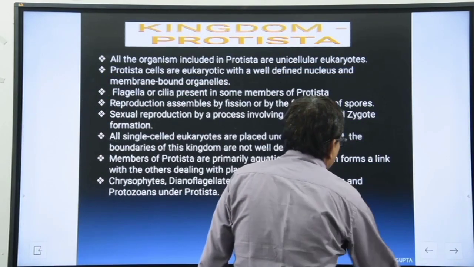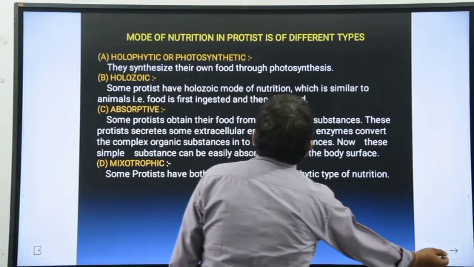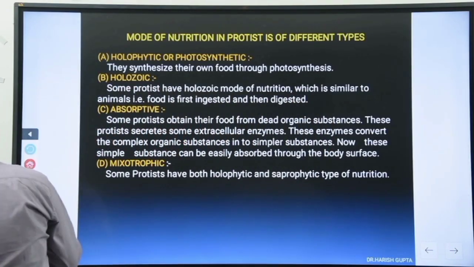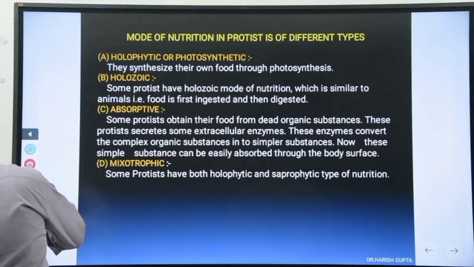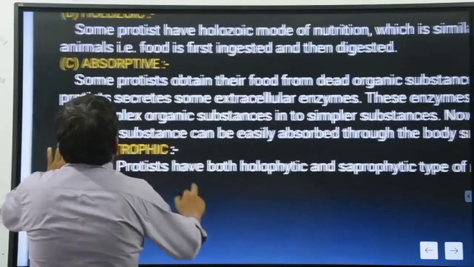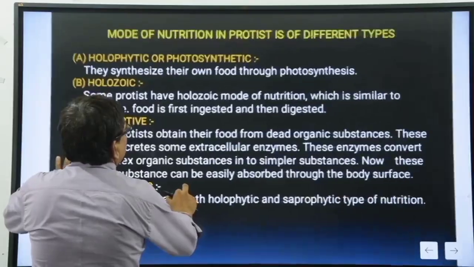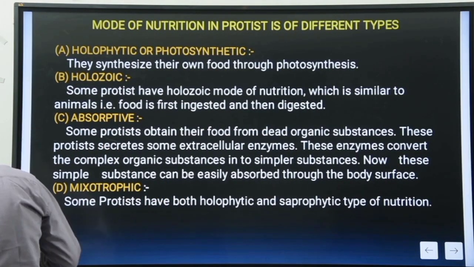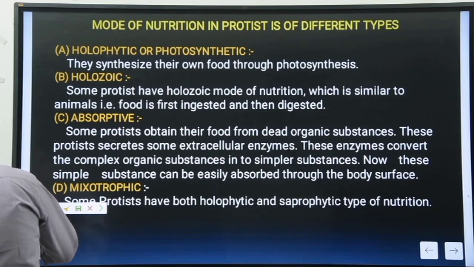Second thing is here. Mode of the nutrition. It is very important, the mode of nutrition. What is the role of the mode of nutrition? Clear? Here I increase the screen. What is the mode of the nutrition, beta?